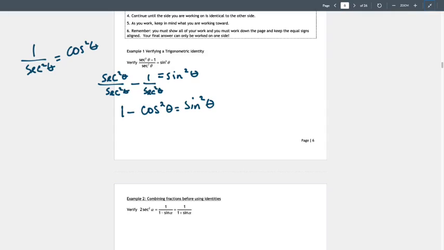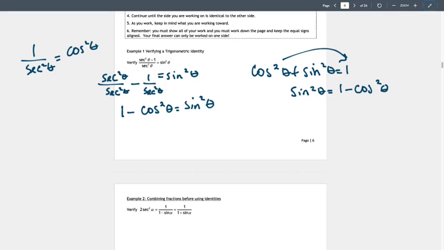Okay, then I want you to remember your Pythagorean identity that says cosine squared theta plus sine squared theta equals 1. So I know that when I move this over here, I'll be left with sine squared theta equals 1 minus cosine squared theta. So I can replace this with sine squared theta, which is what I want it to be. So I have verified this identity. All right, let's do another one.